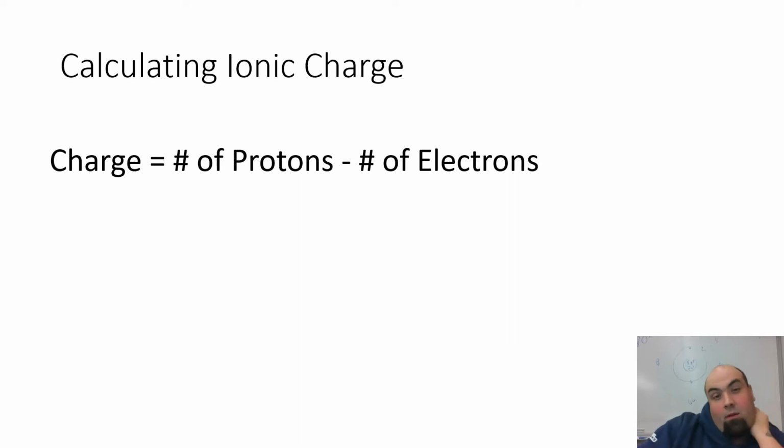So this is the key equation you need to remember for ionic charge. Charge is equal to the number of protons minus the number of electrons. Okay, and please note, using algebra, you can change this any way. If you know two of these, you know all of it.